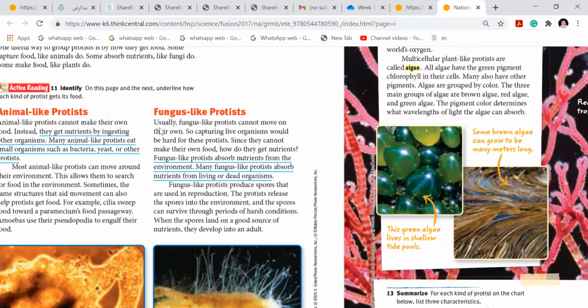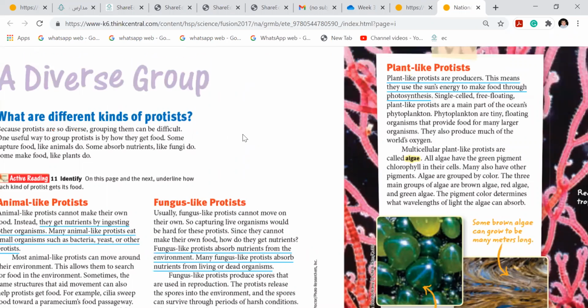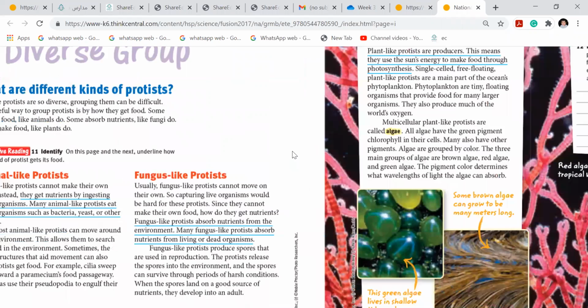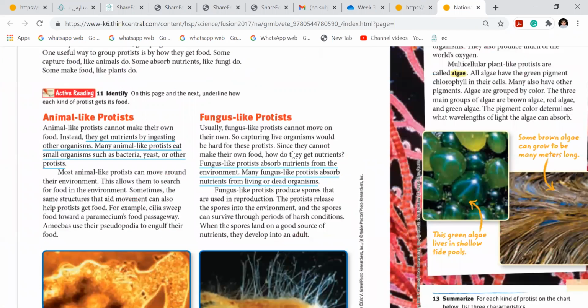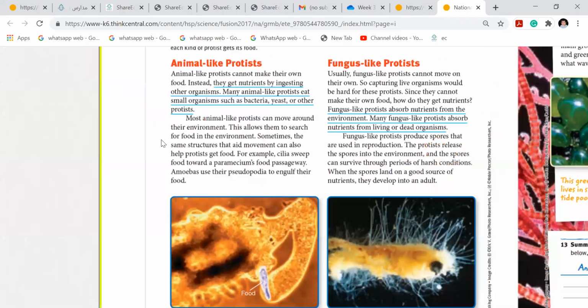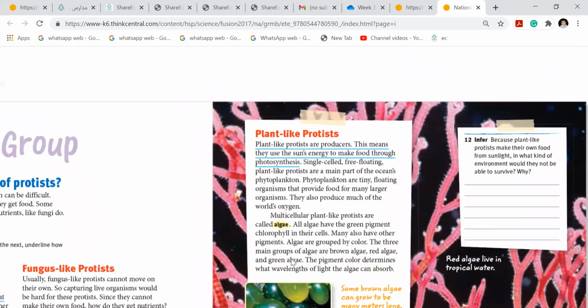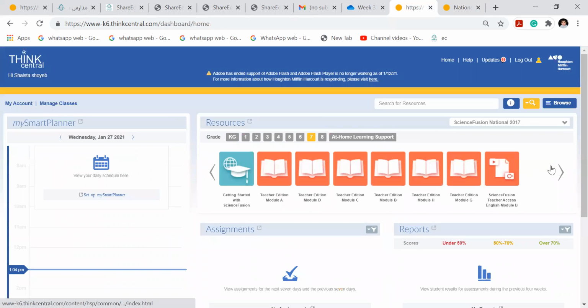We have animal-like protists, fungus-like protists, and plant-like protists. Algae are plant-like protists. Even mushrooms look like plants. And animal-like protists eat bacteria, yeast or other things. Cilia sweep food along the pathway. Even amoeba look like animals, but it is not an animal. It is a protist. Let us watch a video.